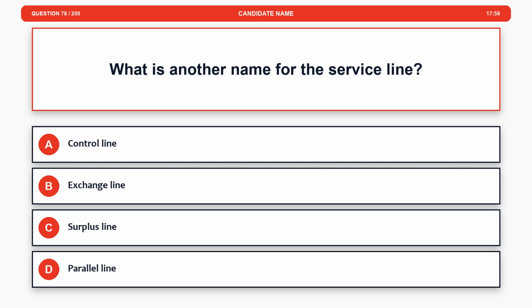Question 78. What is another name for the service line? Option A, control line. Option B, exchange line. Option C, surplus line. Option D, parallel line.